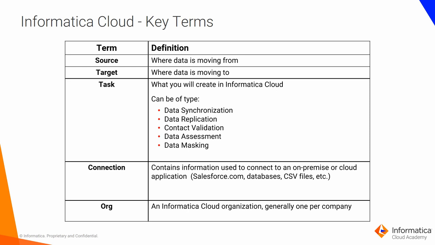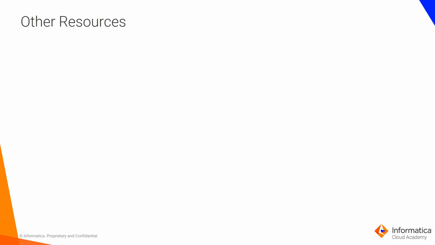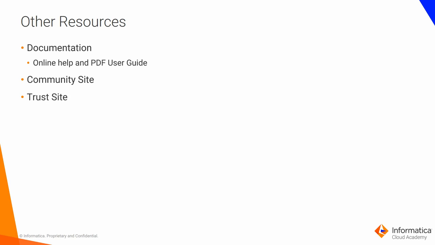After you complete your training and begin working in Informatica Cloud, there are some other resources available to you. First, there is documentation in the product, which includes a complete online help system and a PDF user guide. We also have a community site. We also have a trust site, which shows the status of our Informatica Cloud servers. You will also have access to Informatica's global customer support.